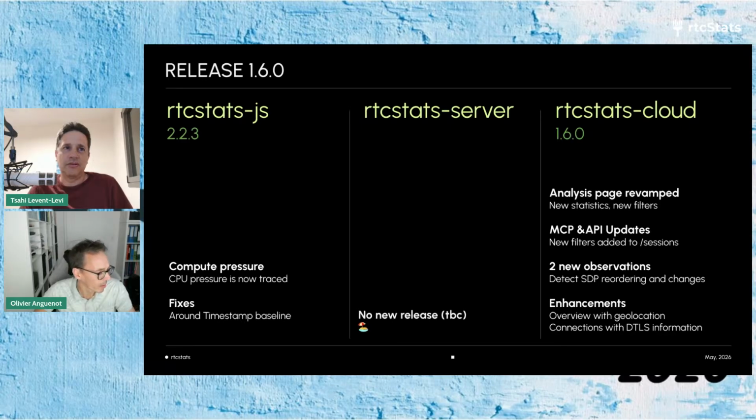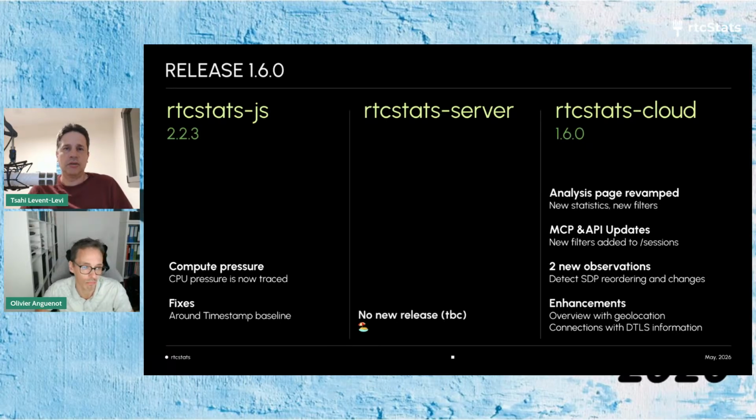And the second is we fixed a bug that existed when we collect the statistics around the timestamp. So we encourage everyone to migrate to this version as soon as possible, so that in our cloud client you will see the real timestamp of your calls. So mainly for the logs that were not aligned with the stats.